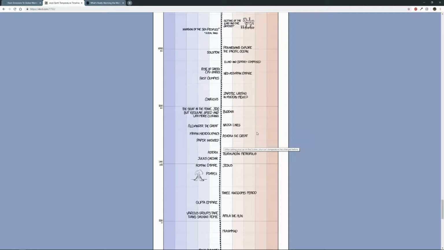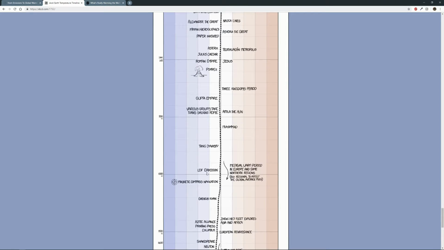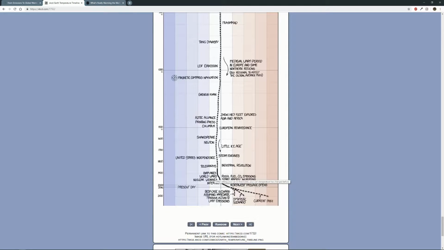So by the year 0, or 1 CE, or 1 BCE, basically the same thing, we're back to modern day temperatures. And then take a look at what happens here. Suddenly the temperatures skyrocket. So it's the rate at which the temperatures are increasing that is the most alarming, not the fact that it's just slightly warmer than it was before.